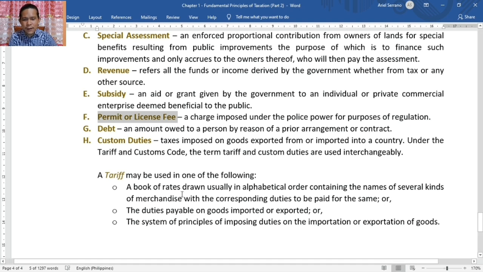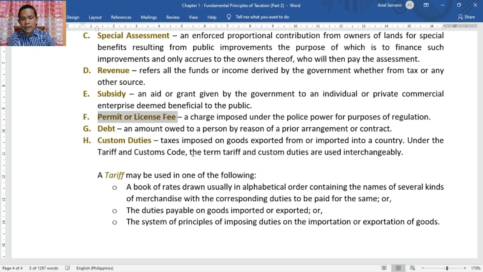Ang custom duties naman, actually, pag sinabi nating tariff and custom duties, synonymously nagagamit ito. Kasi meron tayong tinatawag na Tariff and Customs Code at nagagamit yan interchangeably. Pag sinabi kasi nating custom duties, these are taxes imposed on goods exported from or imported to the country. Pag may mga merchandise na nanggagaling sa ibang bansa, merong mga custom duties yan. Okay? Na ipinapataw doon other than the taxes or other impositions.